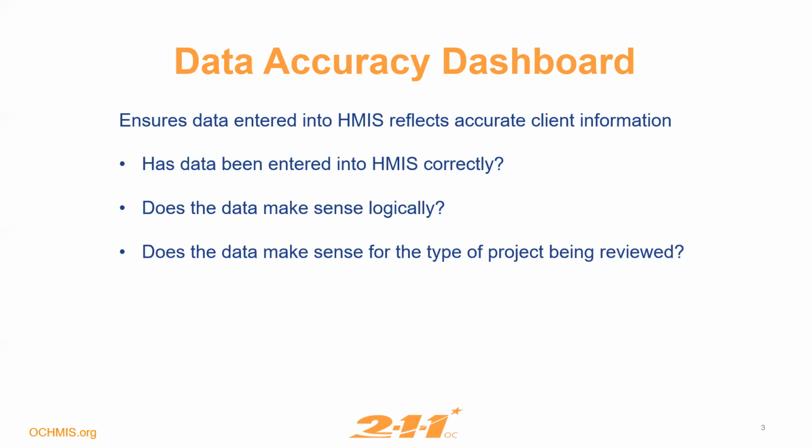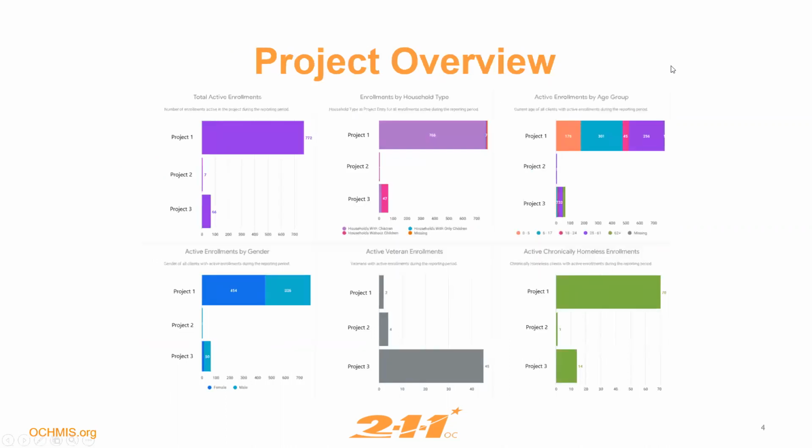And then also for data accuracy, does the data make sense for the specific project that you're reviewing? So for example, if you know your project has a requirement to serve veterans, are all of the clients in your project veterans? So that's kind of the purpose for the data accuracy dashboard, to make sure what you're seeing makes sense. And so I broke down the dashboard into sections to make it a little bit easier to consume. And then we can talk about any feedback that the group has.